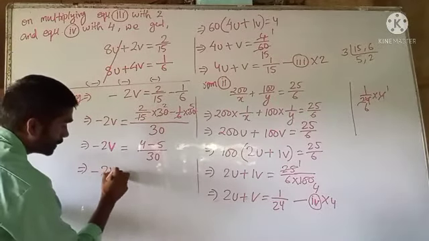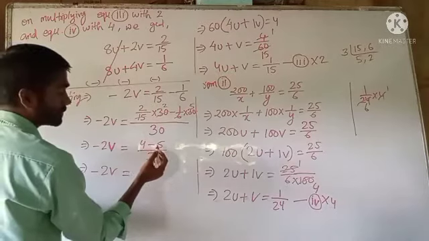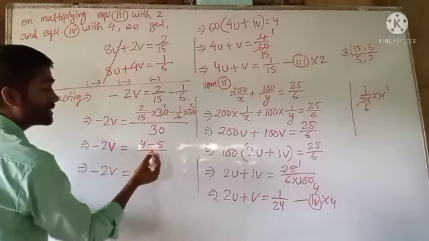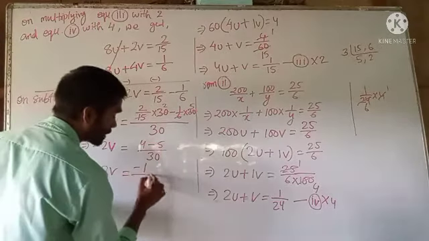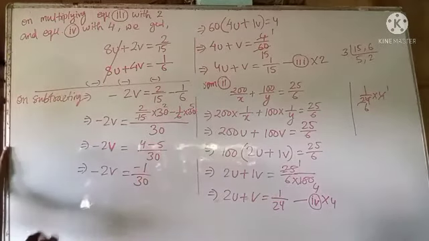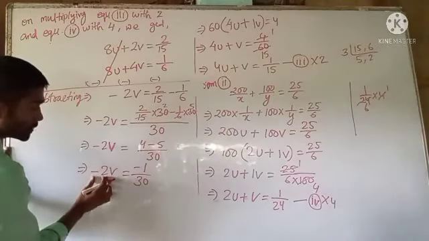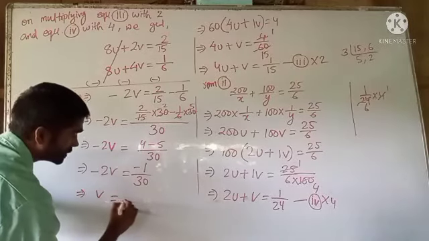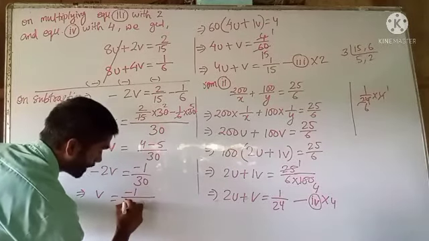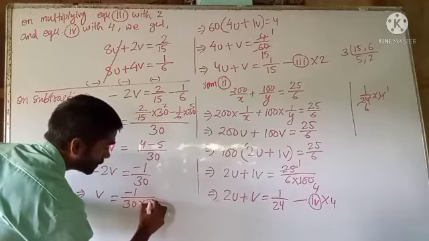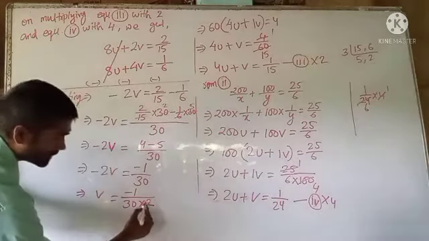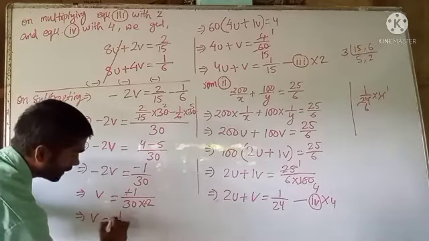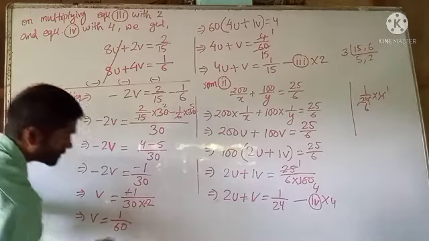Now minus 2v is equal to 4 minus 5, that means plus into minus is minus, so 5 minus 4 it is 1. Sign of greater integer is minus, so we'll write here minus 1 by 30. Now minus 2 is multiplied with this v, so we will transfer on the other side, then it will change into divide, that is minus 1 by 30 divided by minus 2. So minus and minus we can cancel it. Now we'll get here v is equal to 1 by 30 into 2 will get here 60.